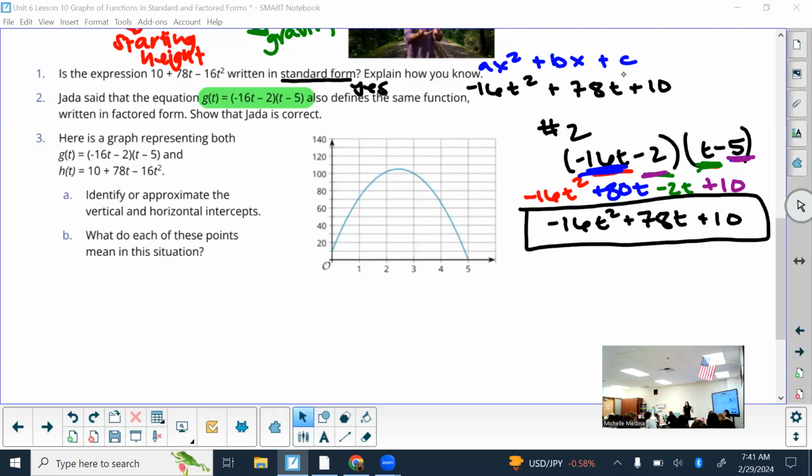So I can't remember where I left off. I want to say it was table 7. Table 7, identify one of my vertical or horizontal intercepts and tell me what it would mean.